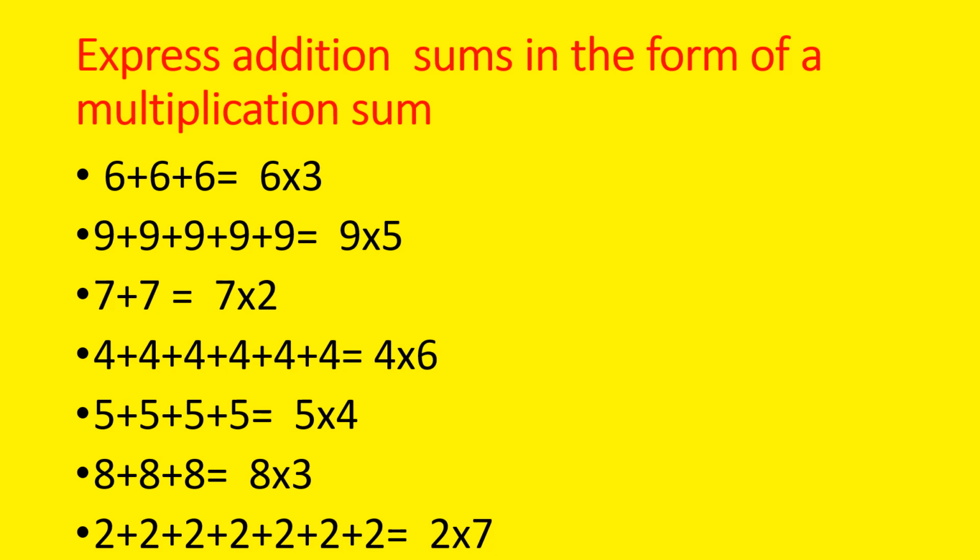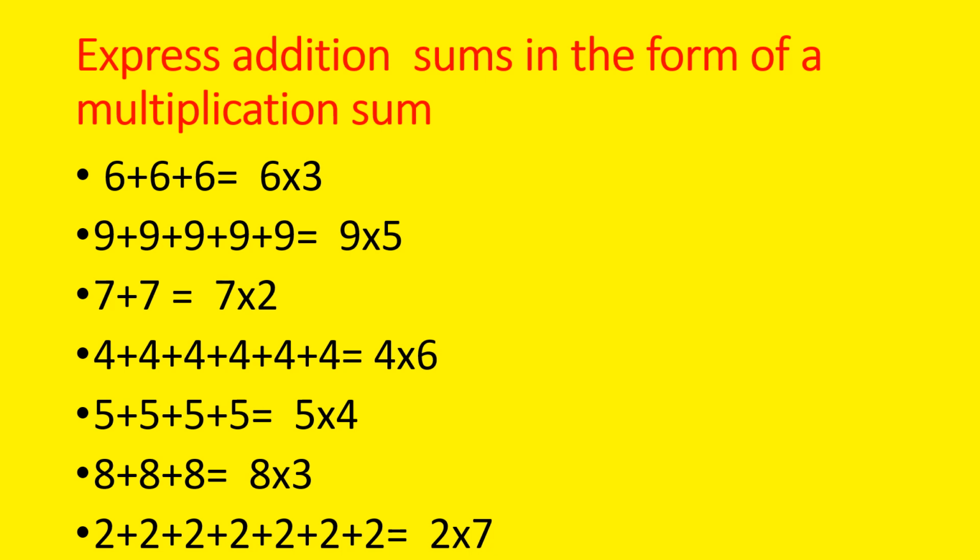8 and 8 and 8. I'm sure you have guessed it now. 8 is coming 3 times. 8 3s are. Now let's check out the last one. 2 and 2 and 2, 4 twos, 5 twos, 6 twos, 7 twos, 2 sevens are. So did you get it? The same addition sum, when we add the same number over and over again, it is quicker to multiply.